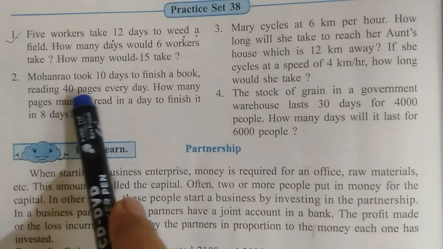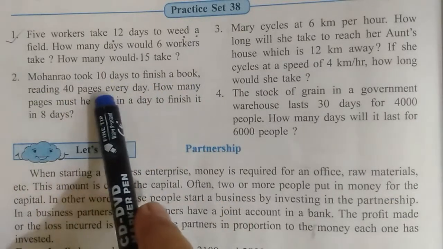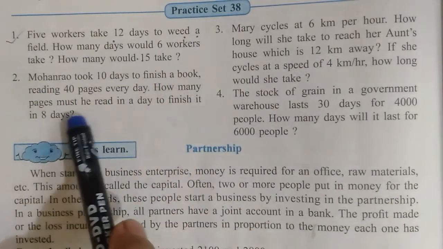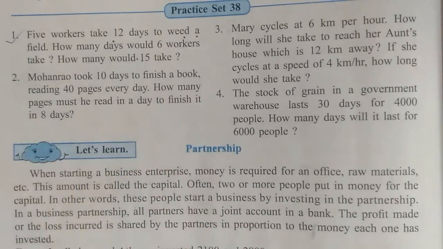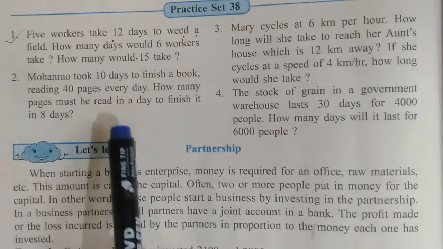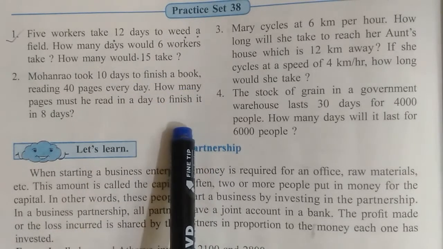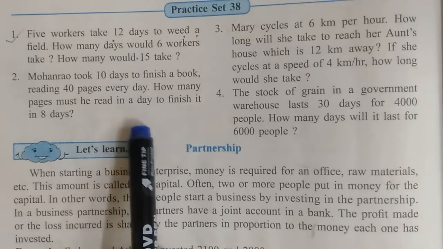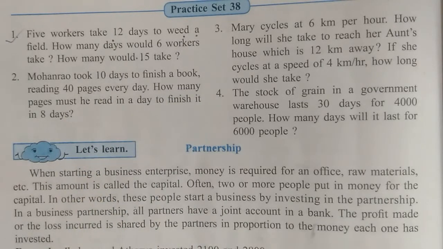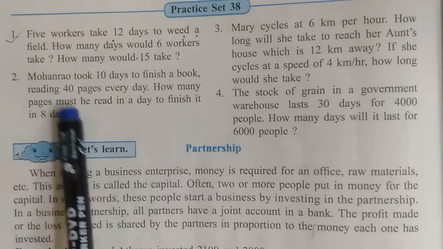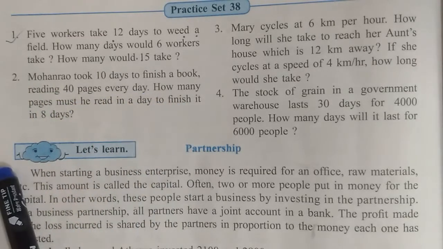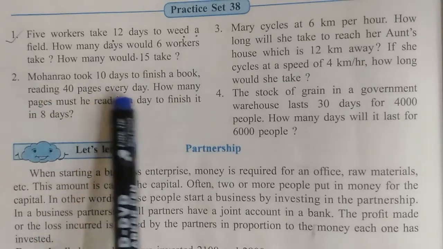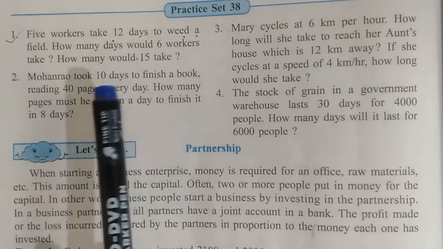Second example. Mohan Rao took 10 days to finish a book reading 40 pages every day. How many pages must he read in a day to finish it in 8 days? Here the two quantities are given: the number of days to complete reading a book and pages read per day. Correct? So, if Mohan Rao reads more pages per day, then he requires fewer days. Therefore, these two quantities are in inverse proportion.